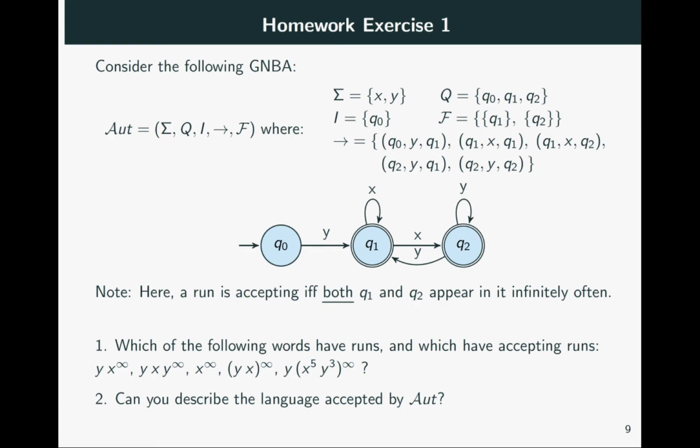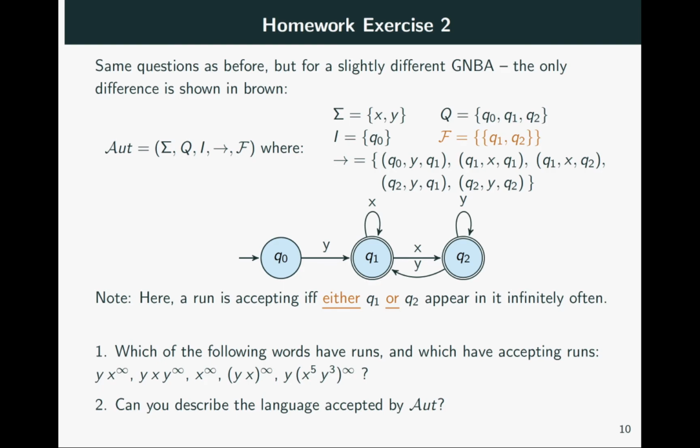We have two accepting sets. Okay, so these are the two accepting sets. And both of these need to be visited infinitely often, which means their only elements, Q1 and Q2, need to be visited infinitely often. You are given some words and you are asked if they have runs. So the question is if these words have runs in this automaton and if the runs are accepting, if they have accepting runs. Also, you are asked to try to describe the language accepted by the automaton, like we did for the previous example.